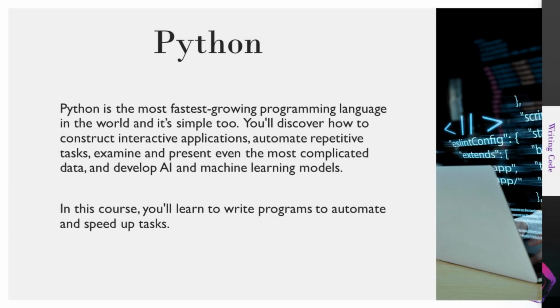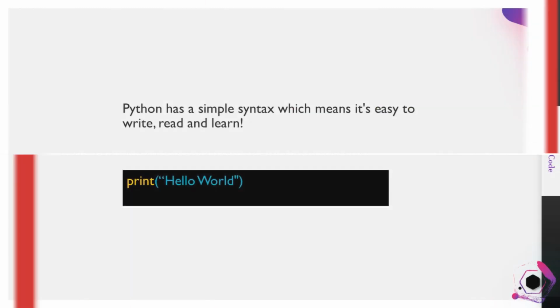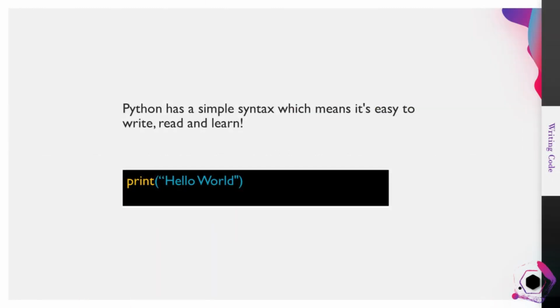What is Python? Python is the fastest growing programming language in the world, and it is simple too. You will discover how to construct interactive applications, automate repetitive tasks, examine and present even the most complicated data, and develop AI and machine learning models. In this course, you will learn to write programs to automate and speed up tasks. Python has a simple syntax, which means it is easy to write, read, and learn.